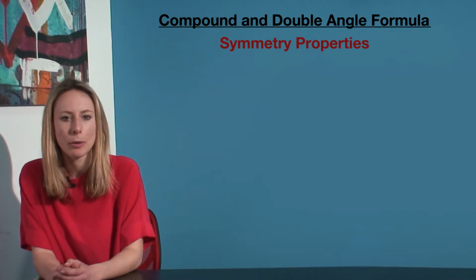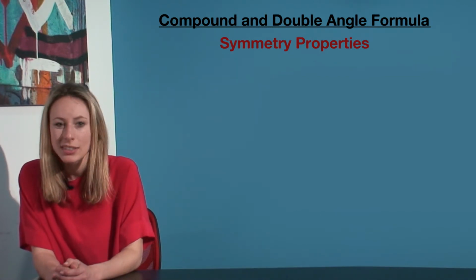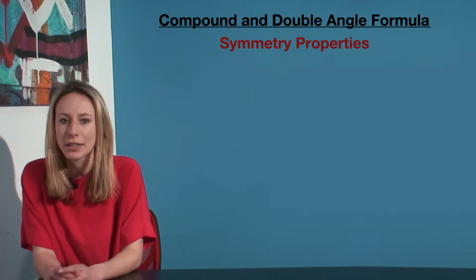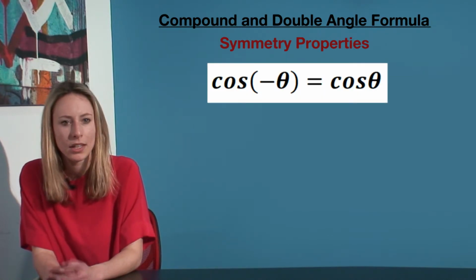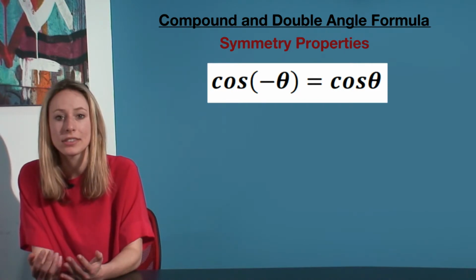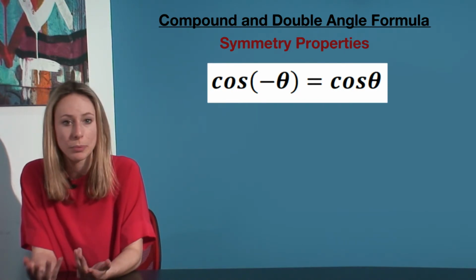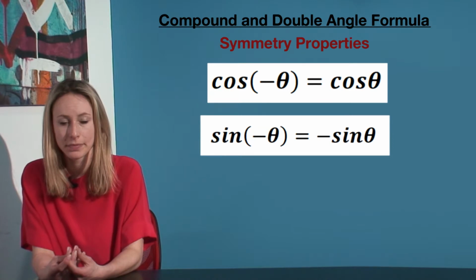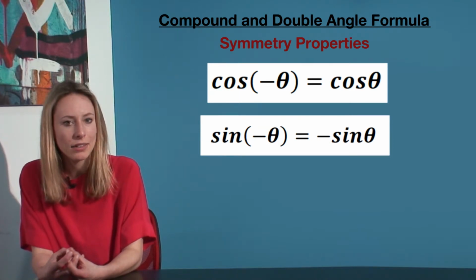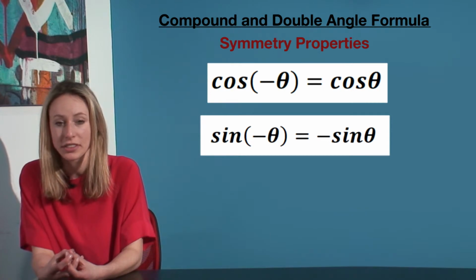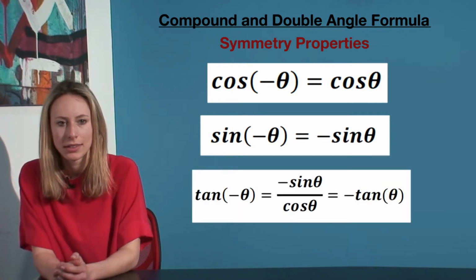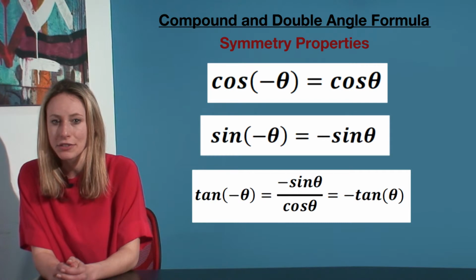There are many symmetry properties which can be found in your textbook, so we will just look at the main negative angle symmetry properties. Cos of negative theta is the same as cos theta, as it measures the distance along the x-axis, which is positive in the first and fourth quadrants. Sine of negative theta equals negative sine theta, since sine function is only positive in the first and second quadrants. Tan of negative theta equals negative tan theta.